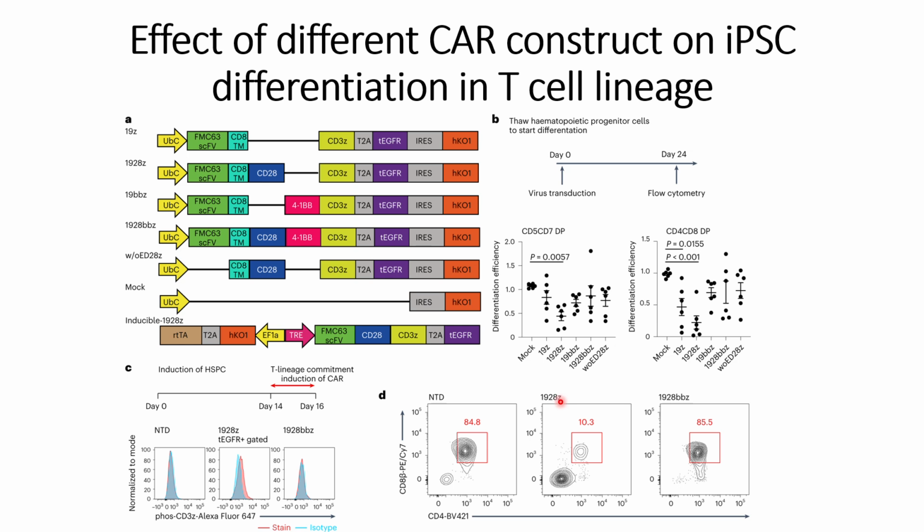We will discuss further results of this paper in our subsequent video. I hope you understood so far how they came to the conclusion that 1928 zeta impaired iPSC differentiation to the T cell lineage, but not 1928 BBZ. If you want to understand more about these experiments in detail, you can go through the reference provided in the description.